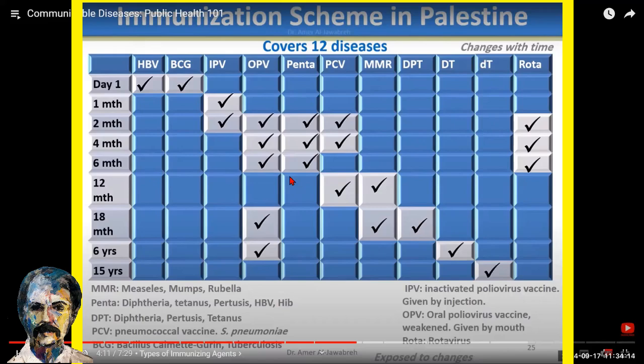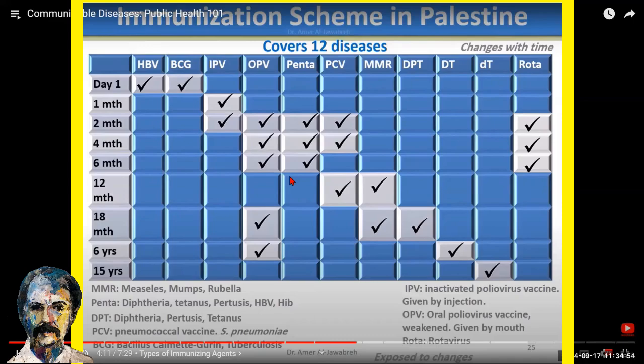Okay? Then we have MMR, 3 diseases in 1 shot. Measles, mumps, and rubella. All of them are viruses. Okay? And you will have them at year 1 and 1.5 years. Okay? Then we have DBT, diphtheria, pertussis, and tetanus. Like Penta, minus hepatitis B and Haemophilus influenzae. This one, DBT, is like Penta, but 2 are removed. Okay? And the letters, small and capital, mean something. Yes? They mean a different variation of the bacteria, mainly.